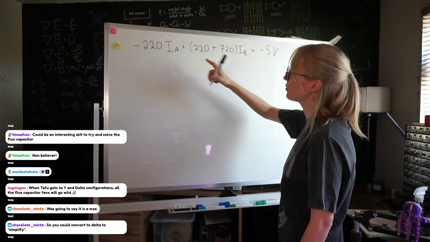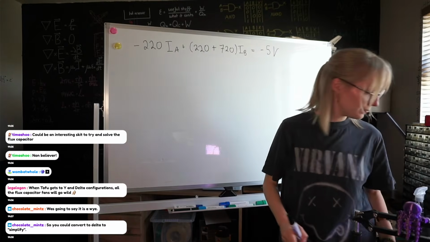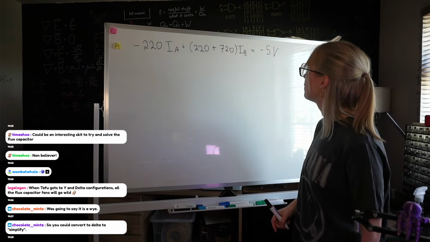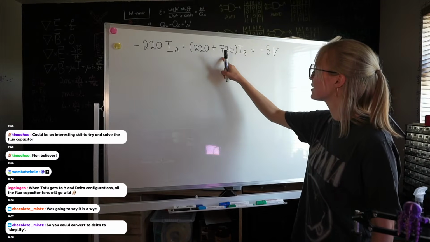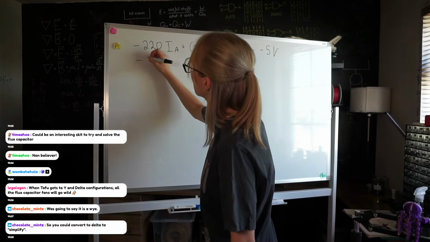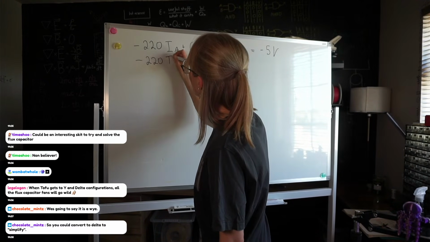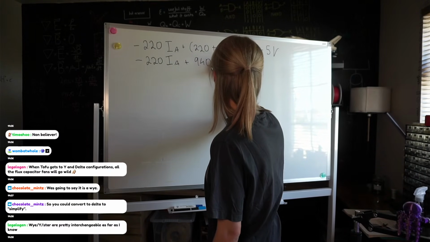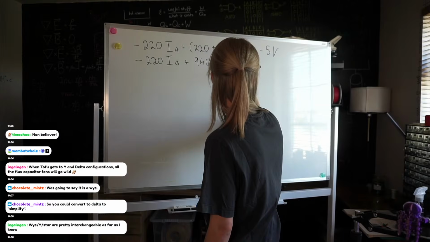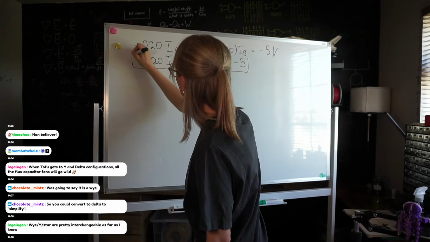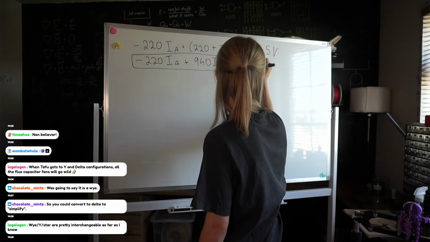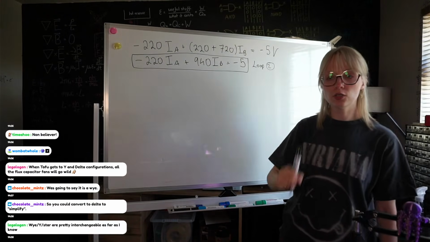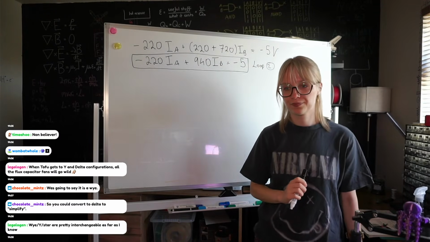Okay, so that's the loop 2 equation. We just need to do some maths here. That's 940, I think. And so we have our 2 loop equations.